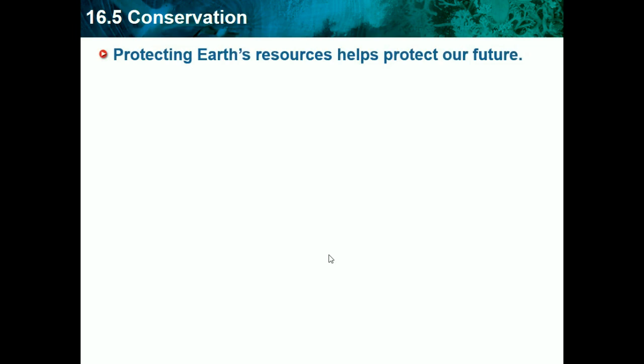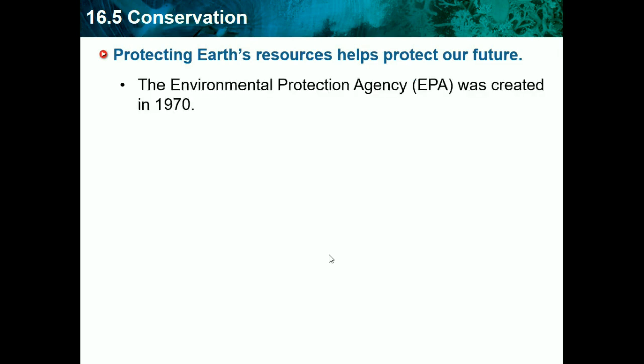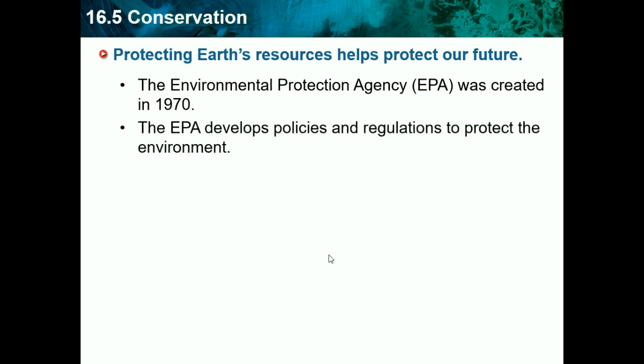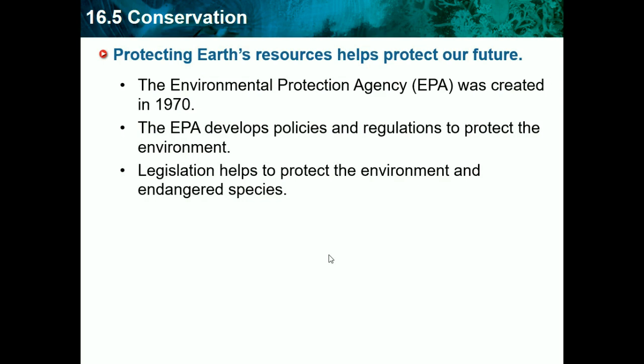So protecting Earth's resources helps protect our future. If we save up all the resources and don't consume them all, we're going to have some for the future. The Environmental Protection Agency, the EPA, was created in 1970. This agency basically tries to do lawful things in the environment. The EPA develops policies and regulations to protect the environment. Legislation helps to protect the environment and endangered species. So we're basically getting government officials and higher authority into protecting the environment.